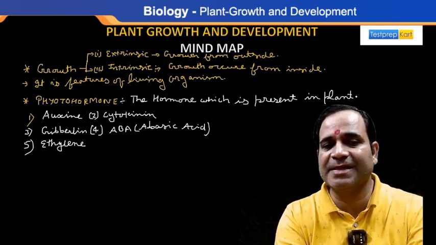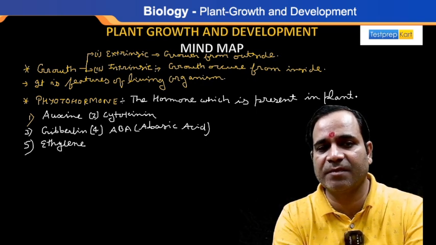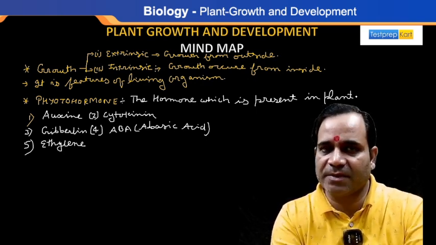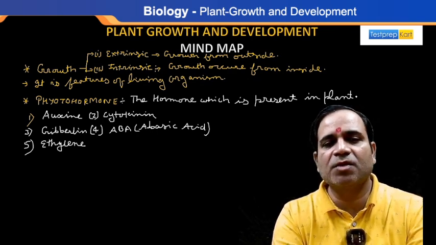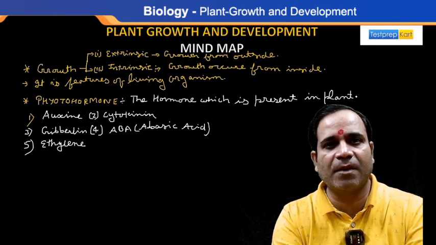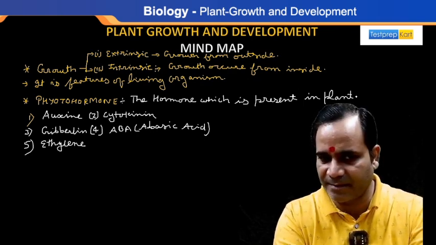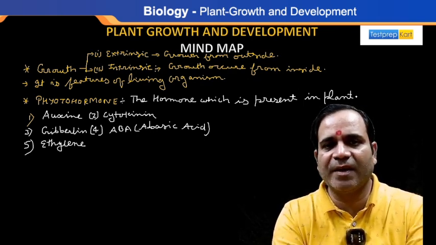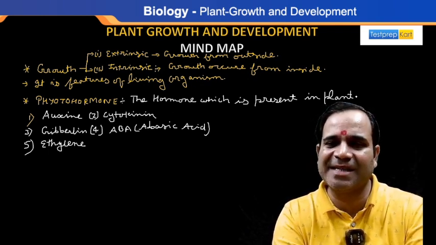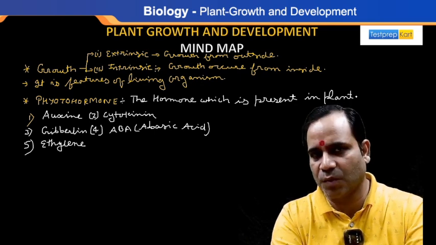Number one is auxin. Second one is cytokinin. Third one is gibberellin. Fourth one is abscisic acid. And fifth one is ethylene, my dear. So all these hormones are responsible for performing different functions. Basically, whenever I talk about growth in plants, the hormone is auxin, which is responsible for the growth, right?